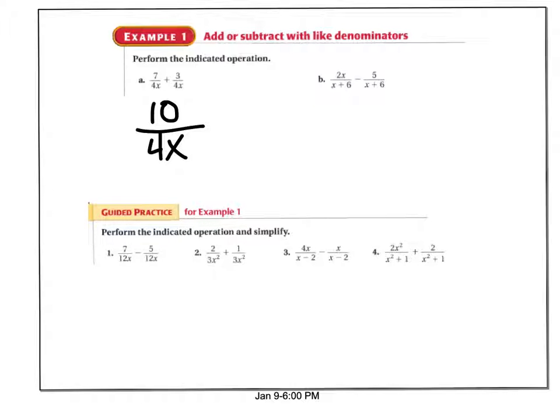Letter B is subtraction. My denominators again are the same. Subtract your numerators. There's nothing else you can do but write it like that and write it over the original denominator. You try the next 4 guided practice problems. Pause the video and come back for the answers when you're done.